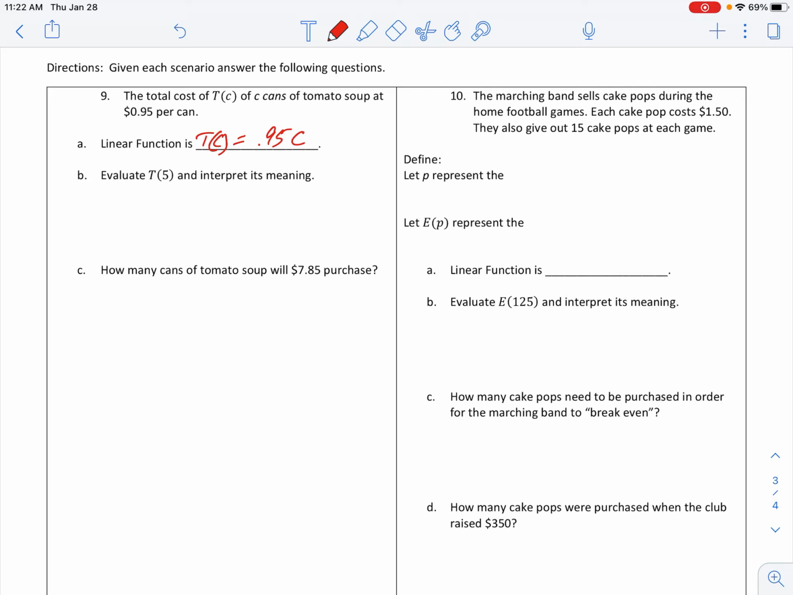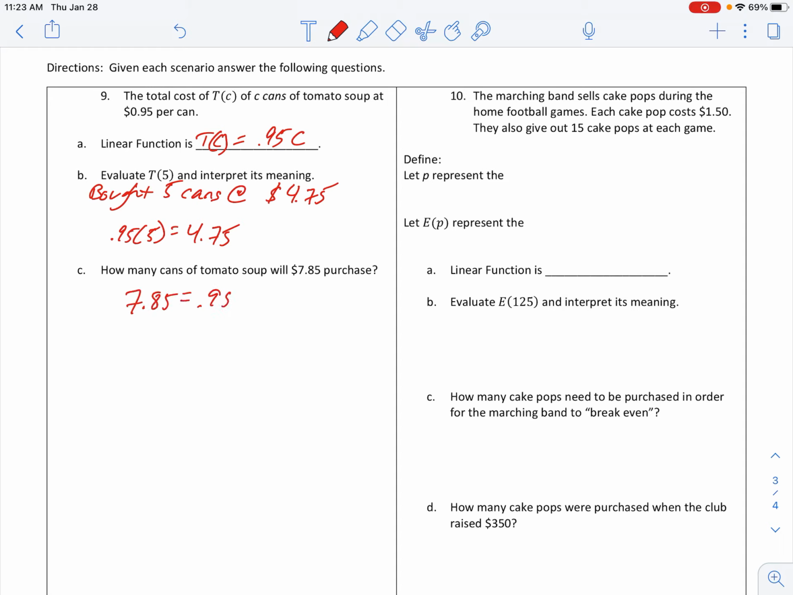Now when it says evaluate T of 5, interpreting means we bought 5 cans at, and this is where we're going to type in 95 cents times 5. So 0.95 times 5 gives me 4.75. So we bought 5 cans of soup at $4.75.